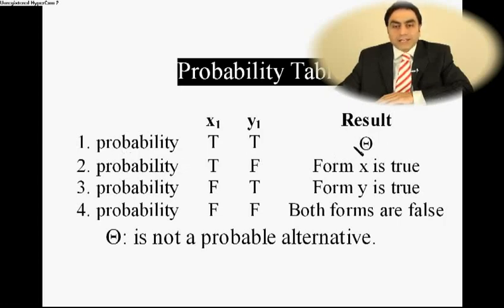So we name this alternative as theta. Theta is not a probable alternative. So we will neglect this probability. This is not a valid alternative. The second probability, X1 is T, Y1 is F. This probability means form X is true, meaning X1 comes to us with true knowledge, and Y1 comes to us with false knowledge. Whatever X1 said is true, and Y1 is changing the event.